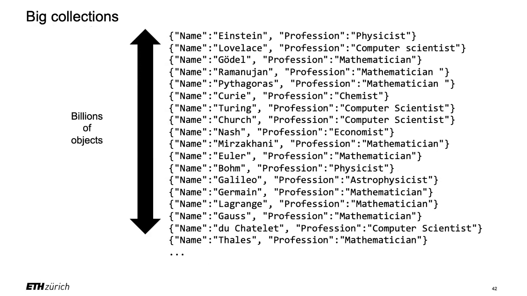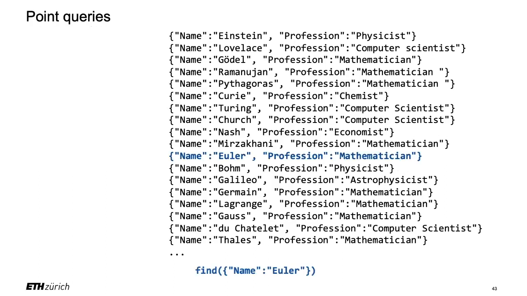So we can have very big collections like this. Here's an example with 2 rows. And for example, somebody might want to find a specific person. This is called the point query, right? Because they all have unique names, and you find name Euler, it just returns one document. So this is called the point query in benchmarks.